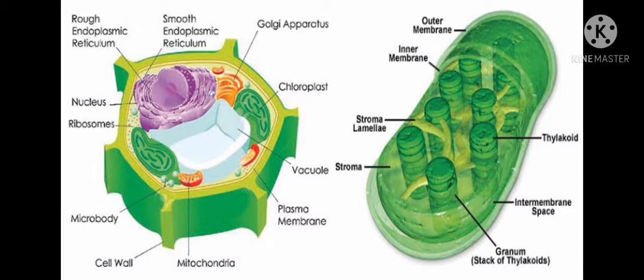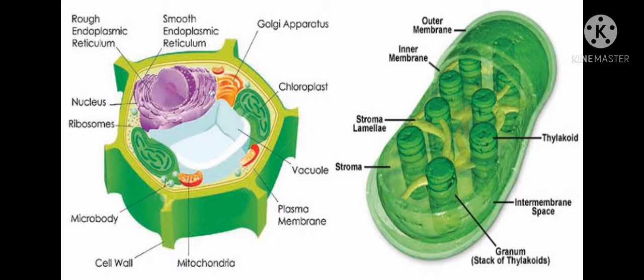So photosynthesis is nothing but what? The synthesis of food material with the help of sunlight. So this much you know about the chlorophyll. Now one by one we will see about the structure, size and shape of the chloroplast.